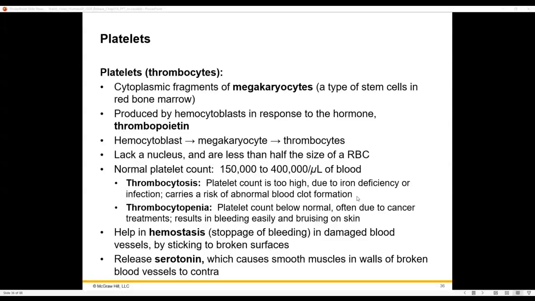In thrombocytosis, the platelet count is too high, and it's due to iron deficiency or infection. It carries a risk of abnormal blood clot formation. In thrombocytopenia, platelet count below normal occurs. It's often due to cancer treatments and results in bleeding easily and bruising on skin. Platelets help in hemostasis, or the stoppage of bleeding in damaged blood vessels, by sticking to the broken surfaces. And they release serotonin, which causes smooth muscles in the walls of the broken blood vessels to contract.